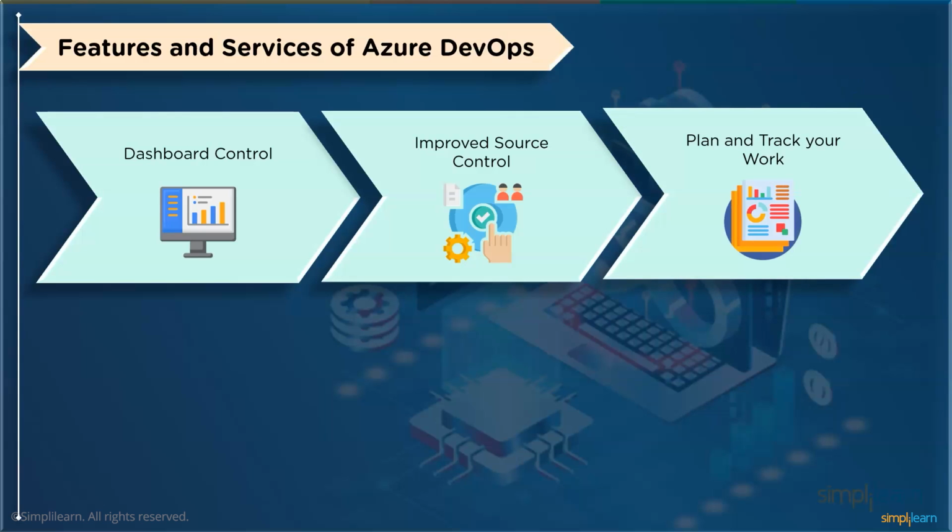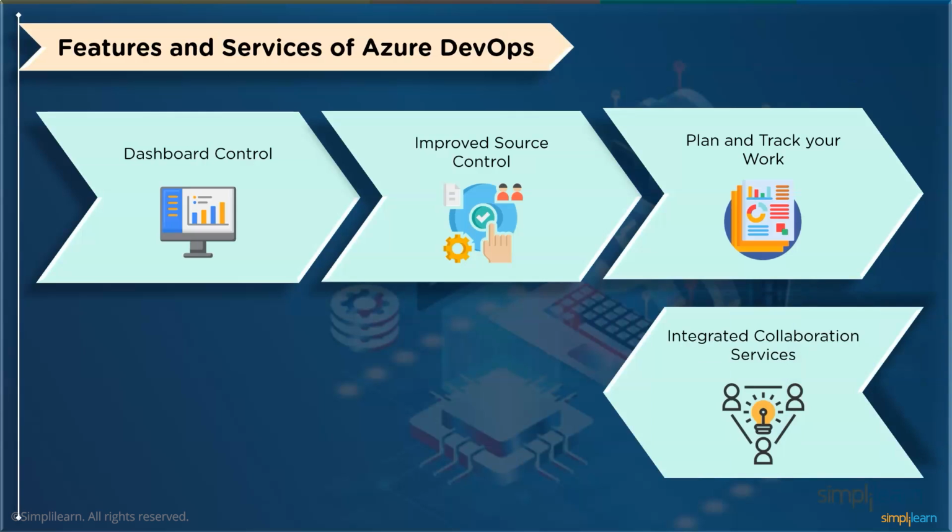Following that, we have plan and track your work. You can utilize Azure DevOps systems to track features, requirements, user stories, tasks, issues, and more using a variety of work items. Then we have integrated collaboration, a tool that allows teams to collaborate throughout the whole Azure DevOps feature set, including team dashboards, project wiki, discussion within work item forms, and many others.